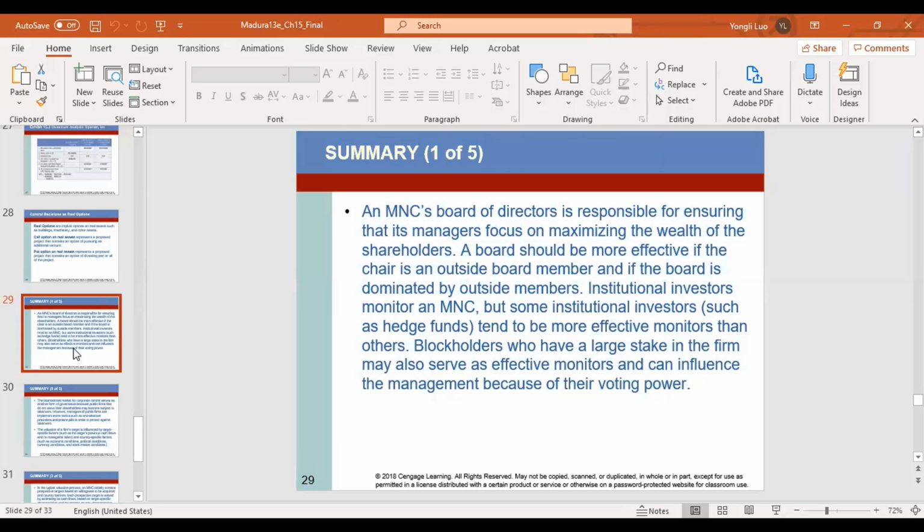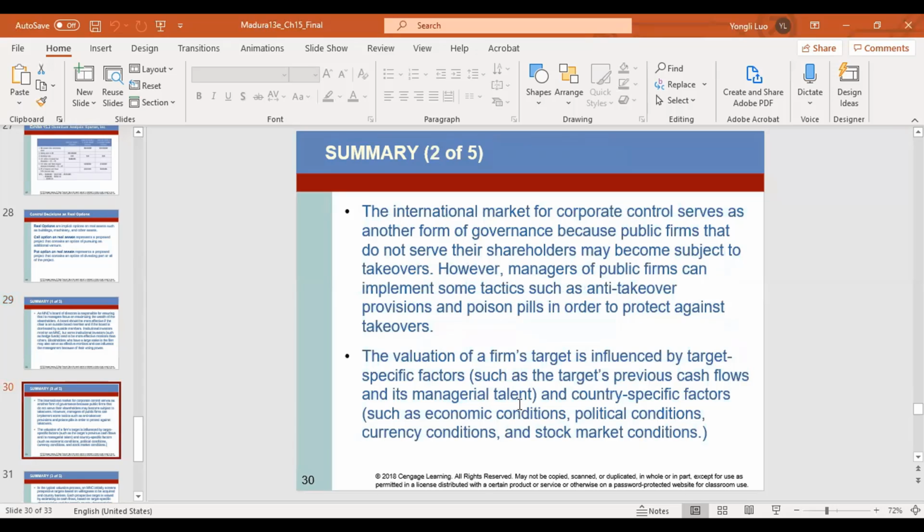Institutional investors monitor an MNC, but some institutional investors, such as hedge funds, tend to be more effective monitors than others. Blockholders who have a large stake in the firm may also serve as effective monitors and can influence the management because of their voting power. The international market for corporate control serves as another form of governance.